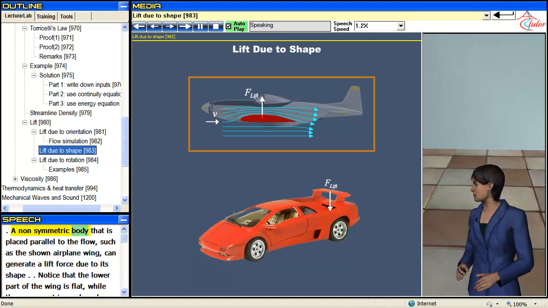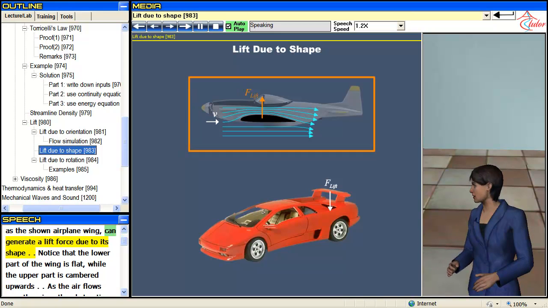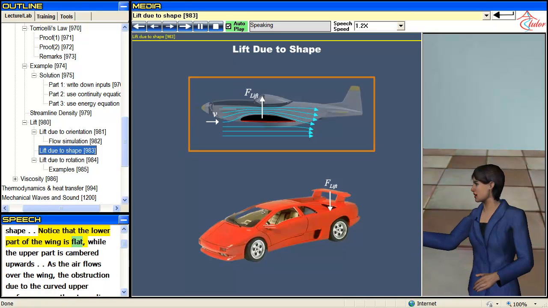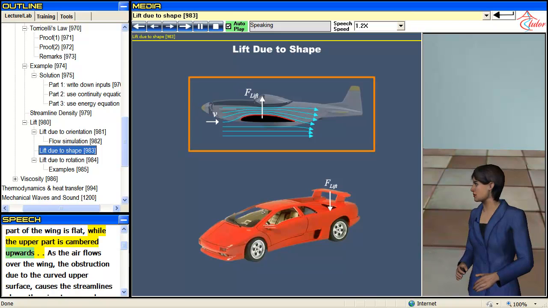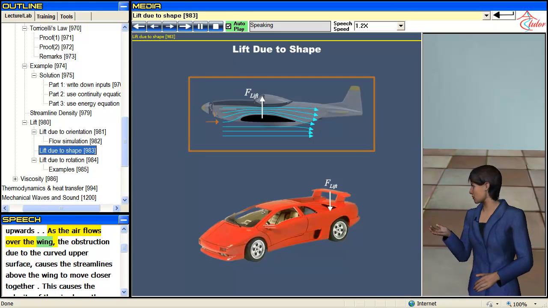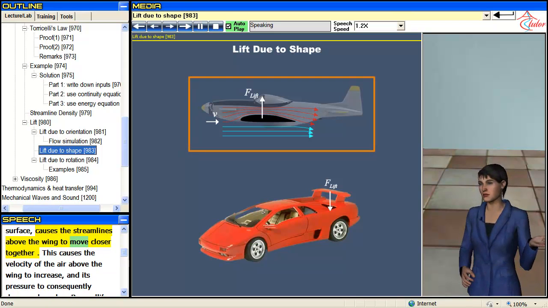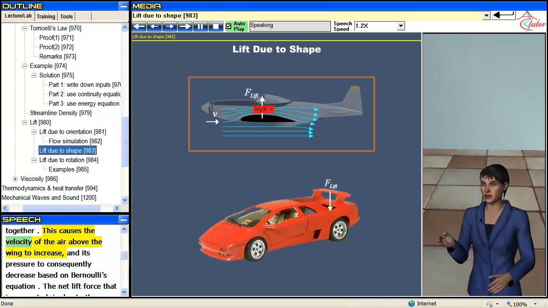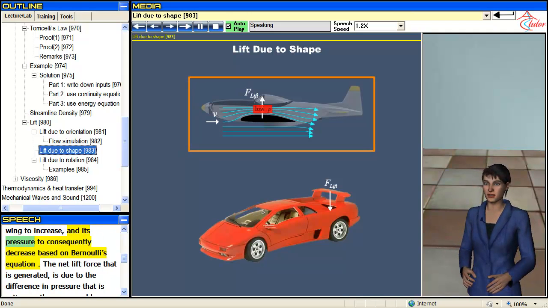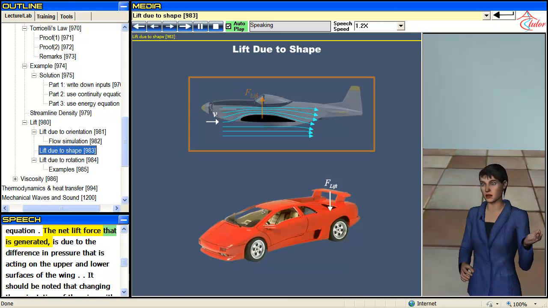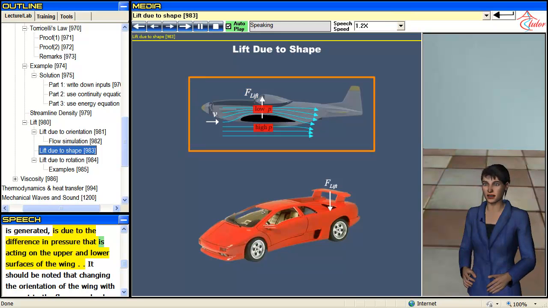A non-symmetric body that is placed parallel to the flow, such as the shown airplane wing, can generate a lift force due to its shape. Notice that the lower part of the wing is flat, while the upper part is cambered upwards. As the air flows over the wing, the obstruction due to the curved upper surface causes the streamlines above the wing to move closer together. This causes the velocity of the air above the wing to increase, and its pressure to consequently decrease based on Bernoulli's equation. The net lift force that is generated is due to the difference in pressure that is acting on the upper and lower surfaces of the wing.